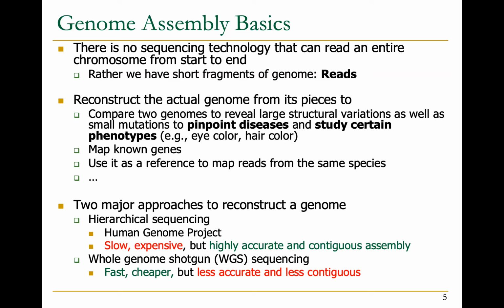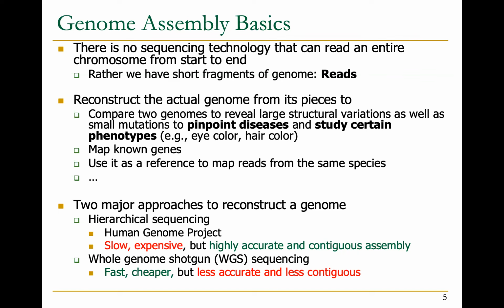There are usually two major approaches to reconstruct a genome, which starts with sequencing, of course. In sequencing, there are mainly two approaches. First is hierarchical sequencing, which was used in the Human Genome Project, started in the 1990s and completed in the early 2000s, which cost approximately $3 billion to generate a human reference genome. It is very slow and very expensive, but it's a highly accurate and contiguous process to generate the sequence of a genome.